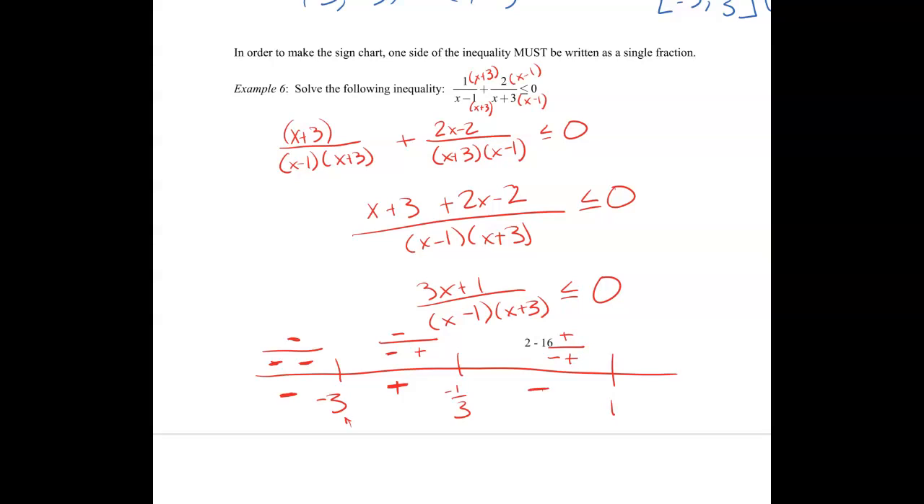And then finally, I will plug in a number greater than 1 into every single one of my factors. I should get a positive over a positive times a positive, which will give me, all in all, a positive.